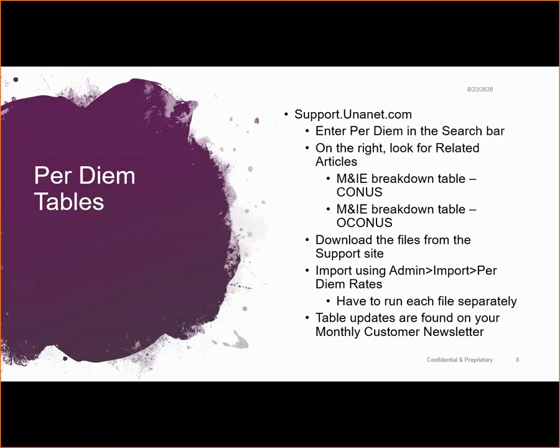So go ahead and download that file for CONUS and OCONUS if you need both. Once you have them downloaded and saved somewhere on your computer or your network, you can import those using admin import per diem rate. You will have to run it twice because you have to run CONUS and then OCONUS separately.